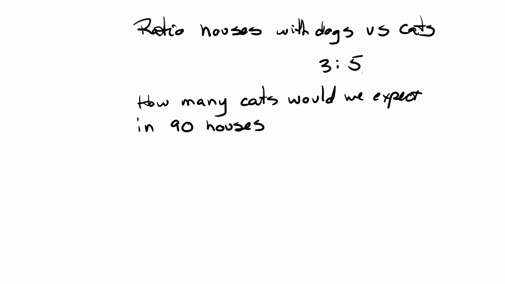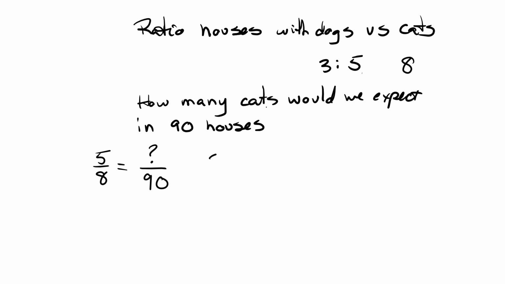The first thing we need to figure out is what the total number of houses would be with this ratio, because this is dogs to cats, but here we're talking out of the total number of houses. So here we would have to say in total then there are 8 houses involved in this ratio. Then we're talking cats to the total. So we've got cats, which is 5, to the total, which is 8. So we've got 5 to 8 is equal to some number out of the 90.